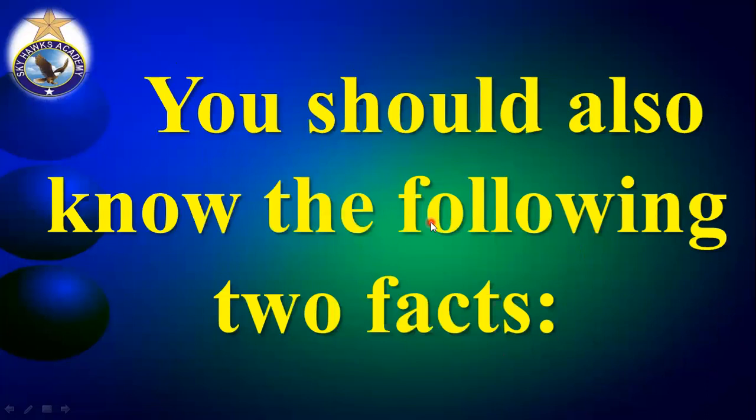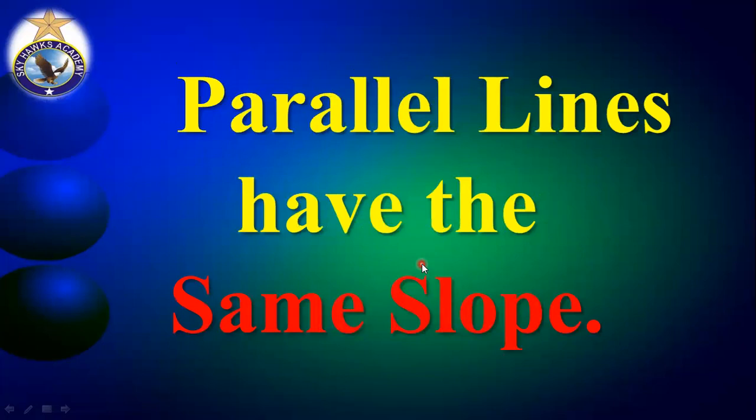You should also know the following two facts. Parallel lines have the same slope. Are you getting this? If the lines are parallel, their slopes are equal, because they are at the same inclination. If they are parallel, they have the same slope.